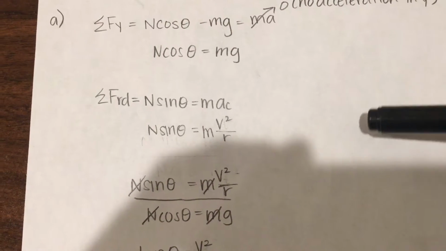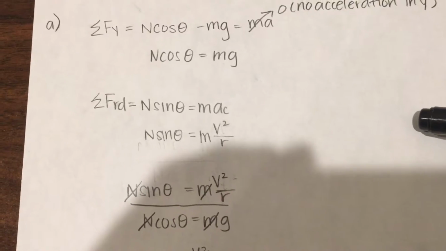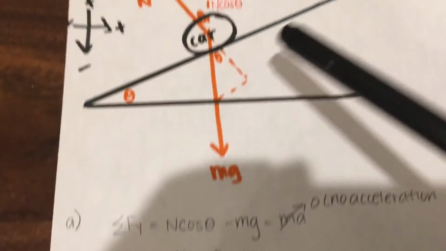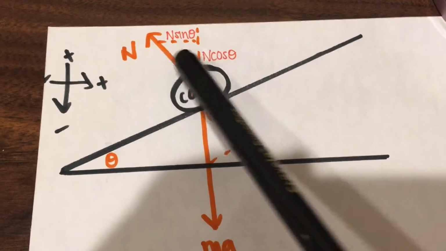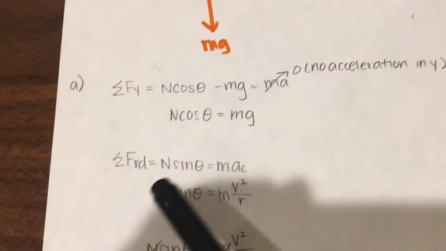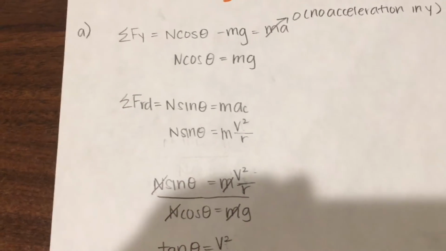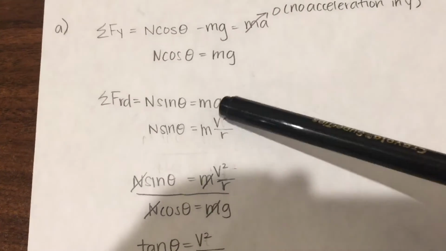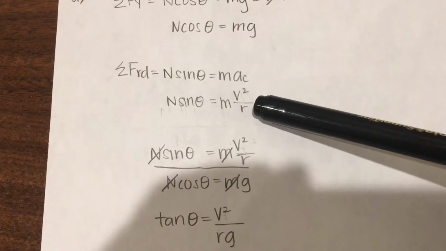And in the radial direction, or the direction towards the center of the circle, we only have this component of the normal force, which is normal force sine theta. So we know that normal force sine theta is equal to the mass times acceleration, the centripetal acceleration. And centripetal acceleration is v squared over r, so we can substitute that.